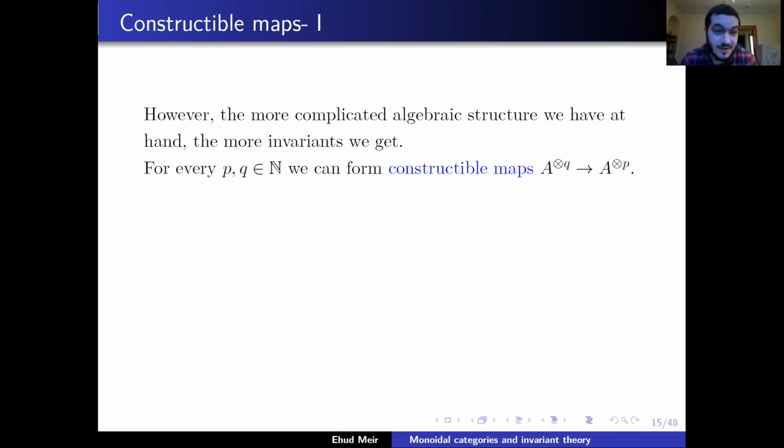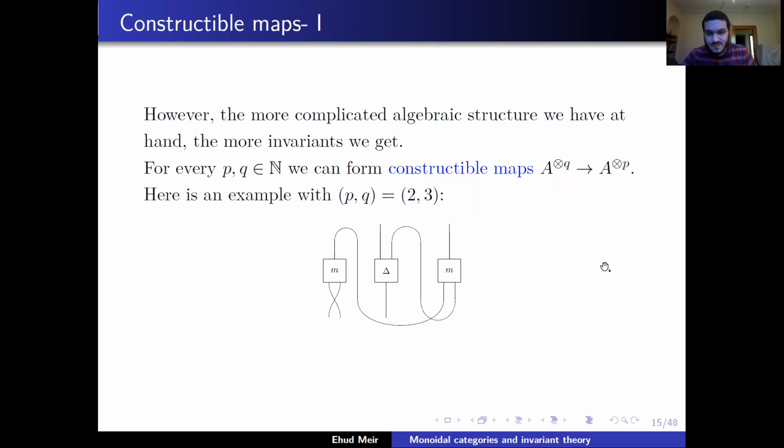So first thing is that if we have any two natural numbers p and q, we can form constructible maps from tensor q to tensor p. And here is one example with p and q equal 2 and 3. Okay, let's say that we have these boxes of the type M and delta. So M is type 1, 2, and delta is 2, 1. And we can do something like this.